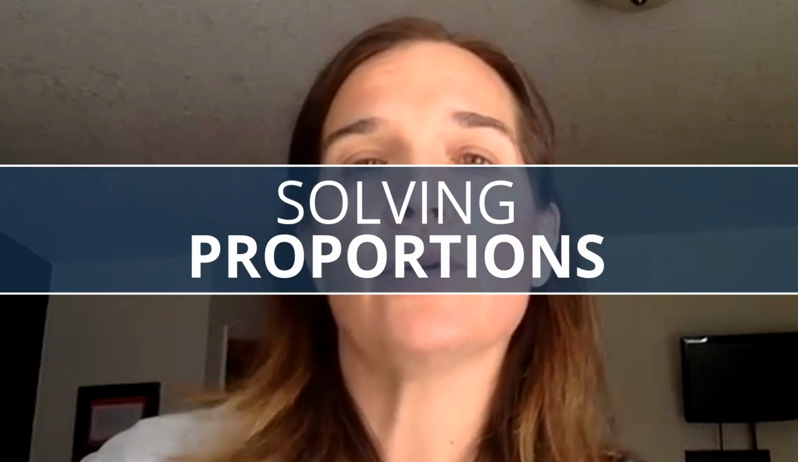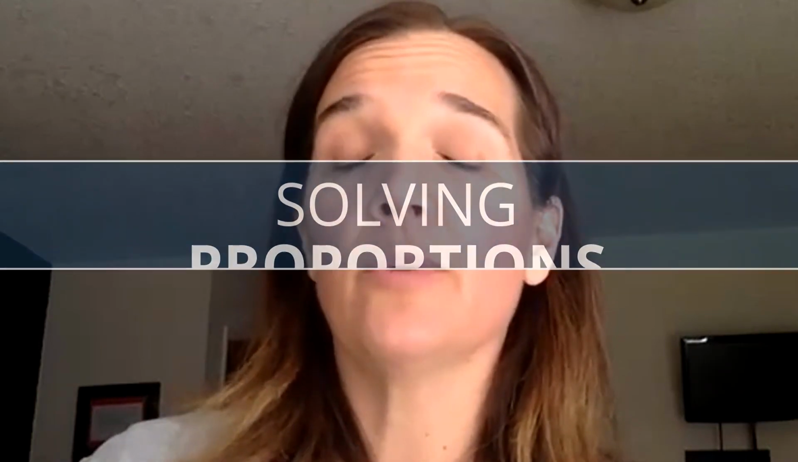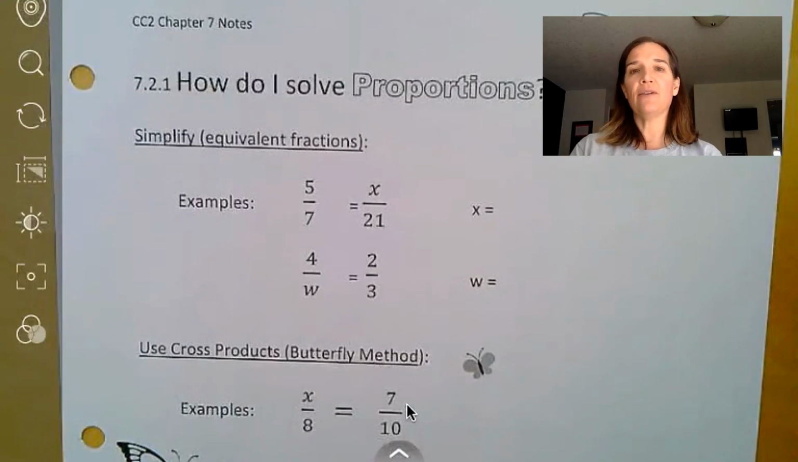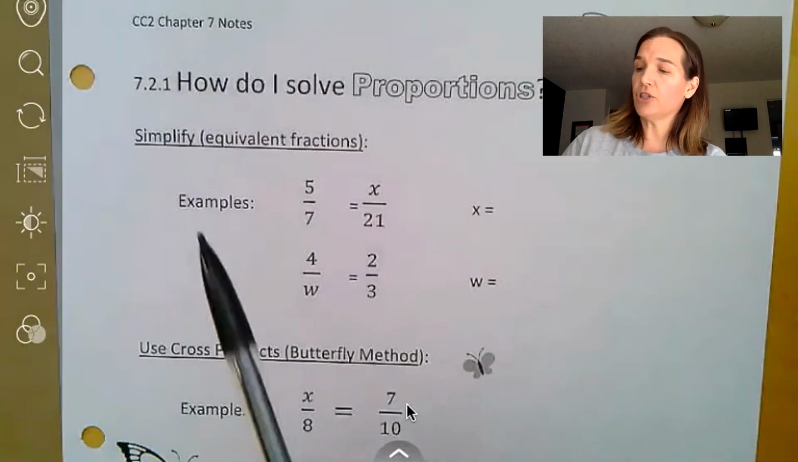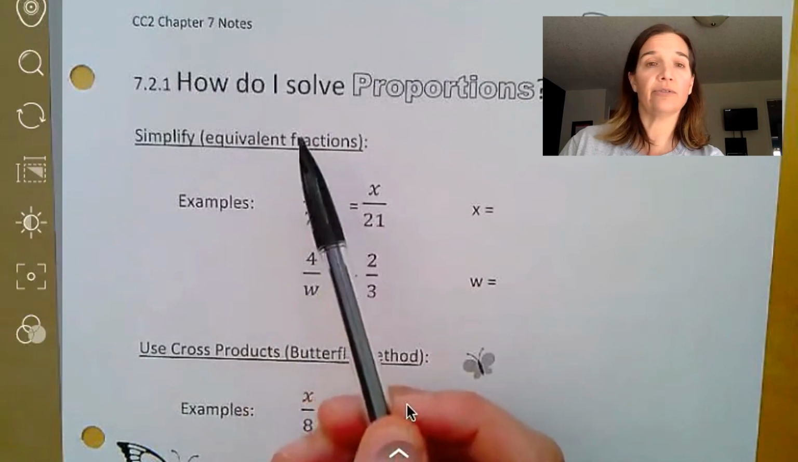Today we're going to look at how to solve proportions. This is actually a review from something we've done earlier, but we're about to use them again for a lot of different things, so I thought it couldn't hurt to see it one more time. So first off, how do you solve proportions? The easiest and fastest way is just to find an equivalent fraction.